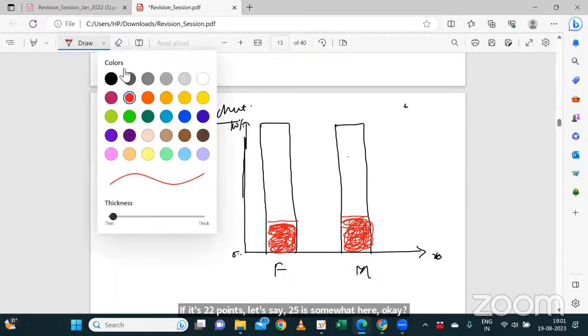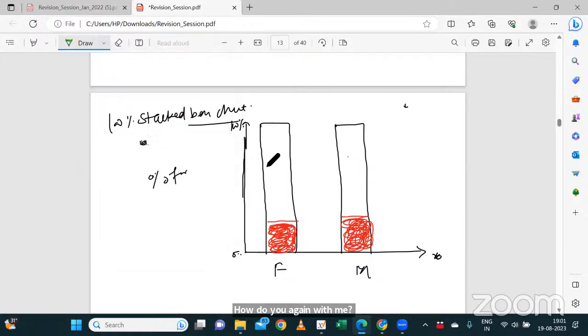Now, I'm going to use the green color for ownership of the phone. So the remaining part is ownership of the phone. Yes or no? Remaining percentage.